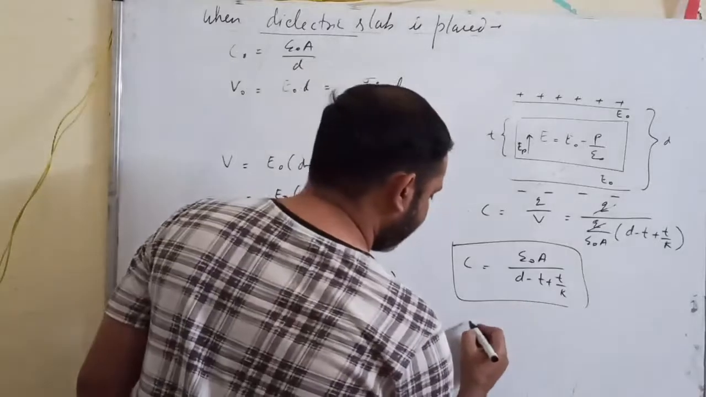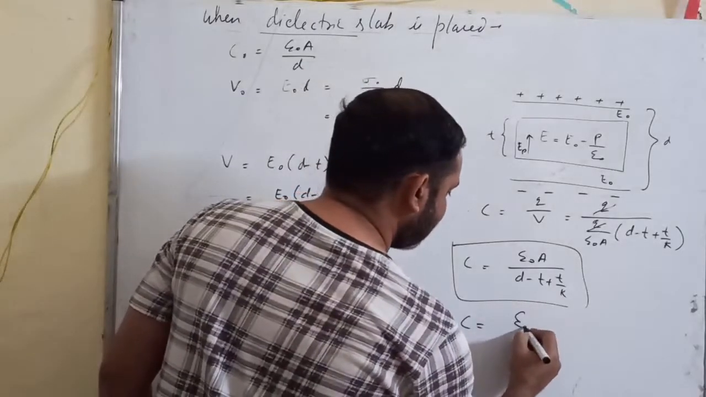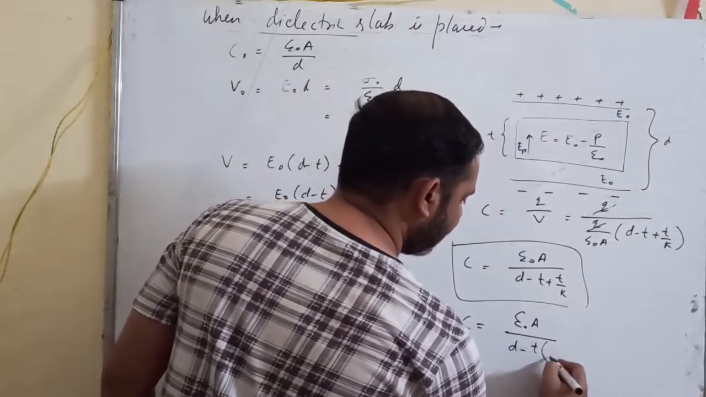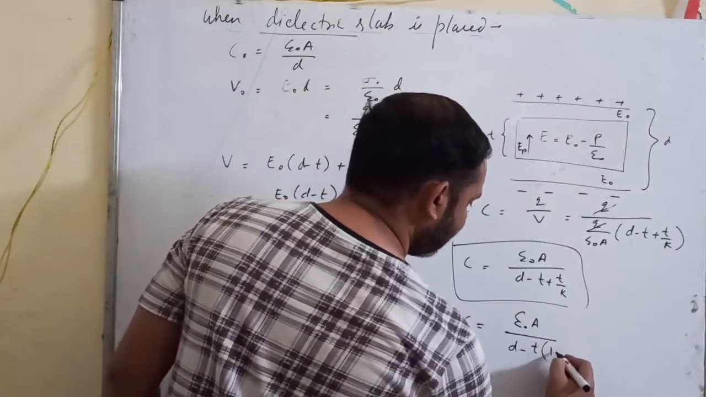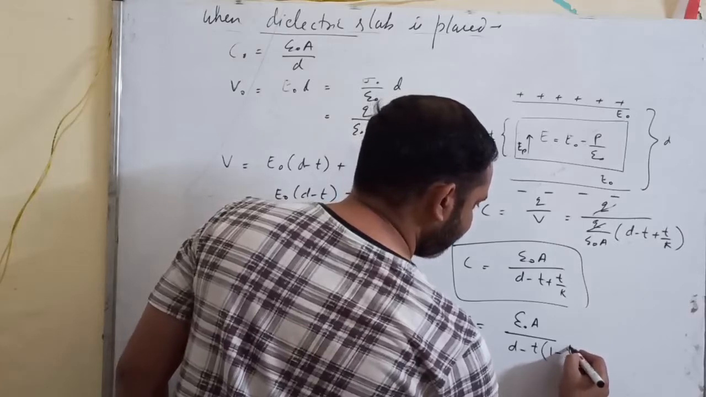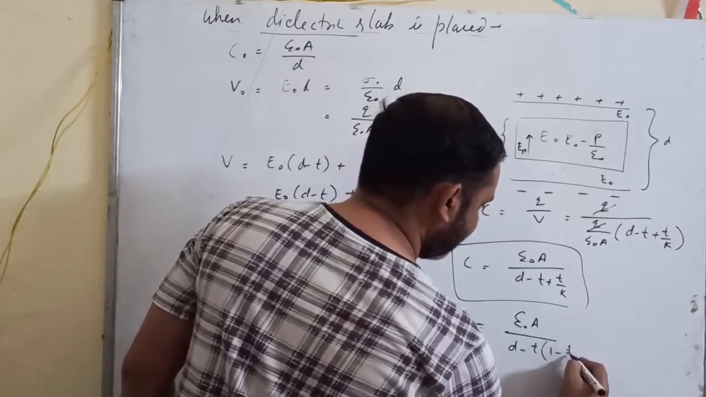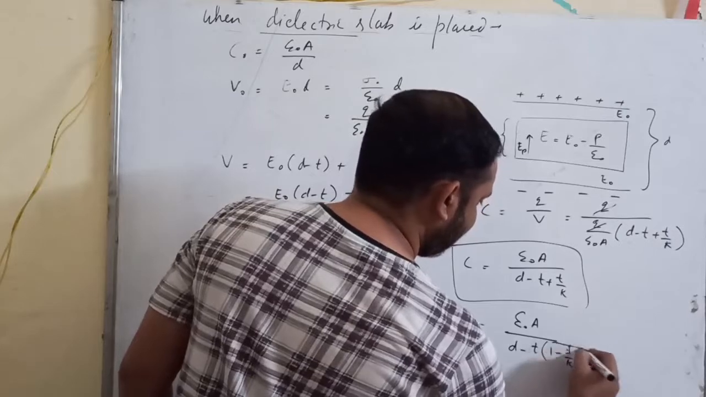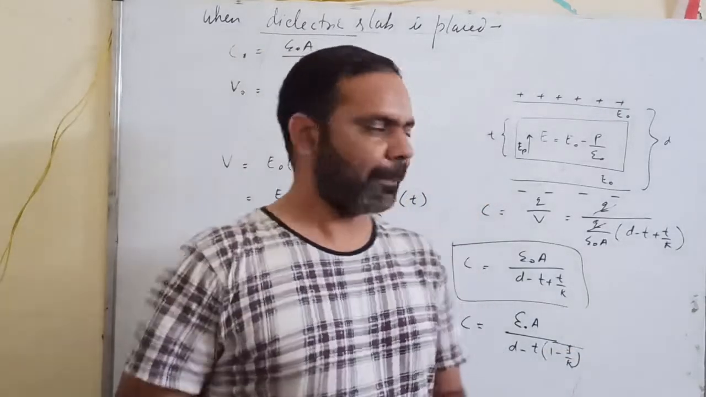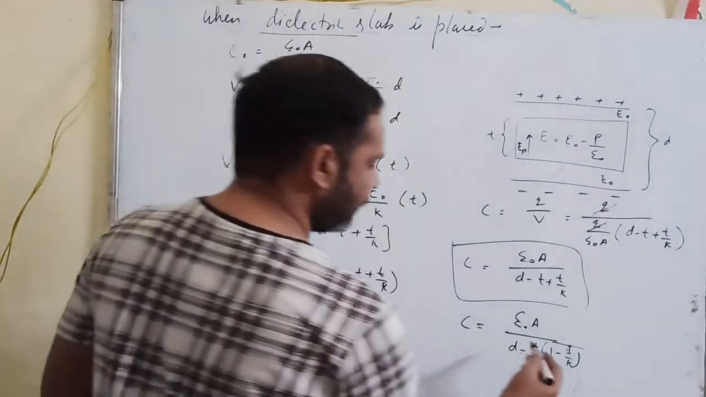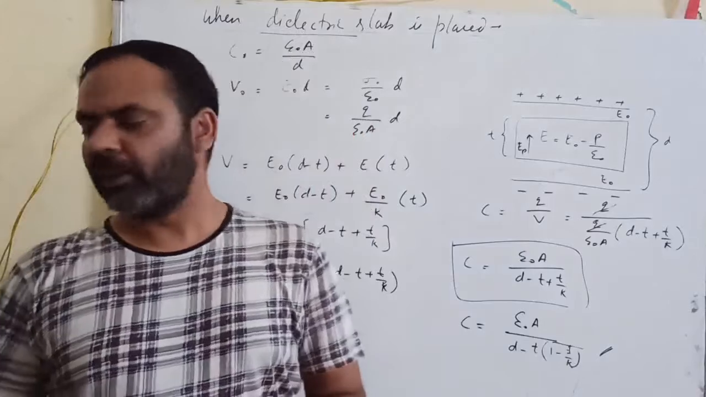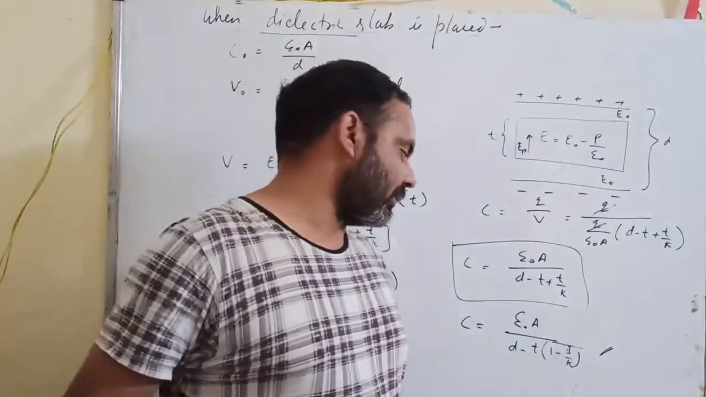We can write it like this: C equals epsilon naught A upon d minus, taking t common, t times (1 minus 1 upon K). So this is the final formula for capacitance.